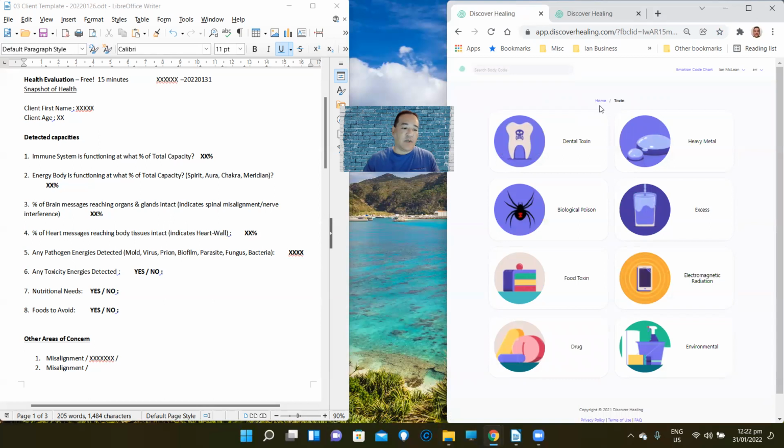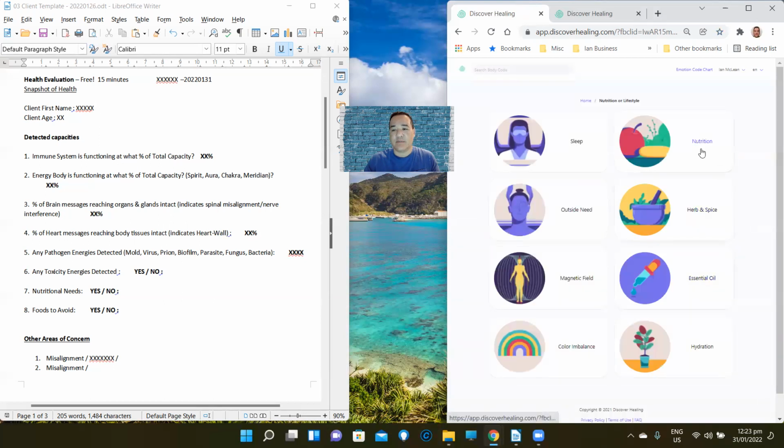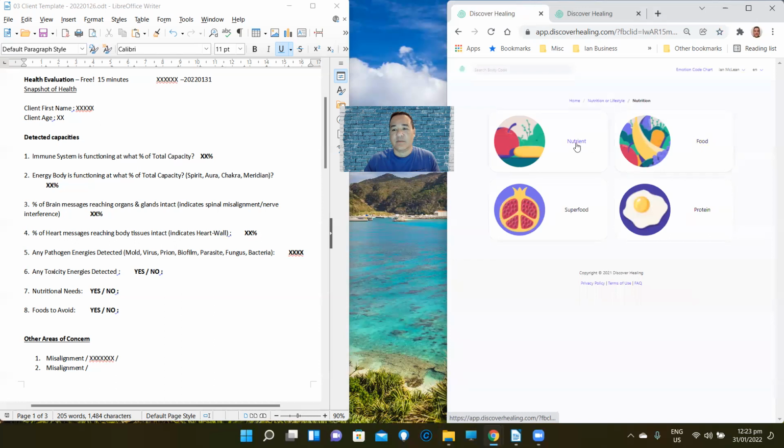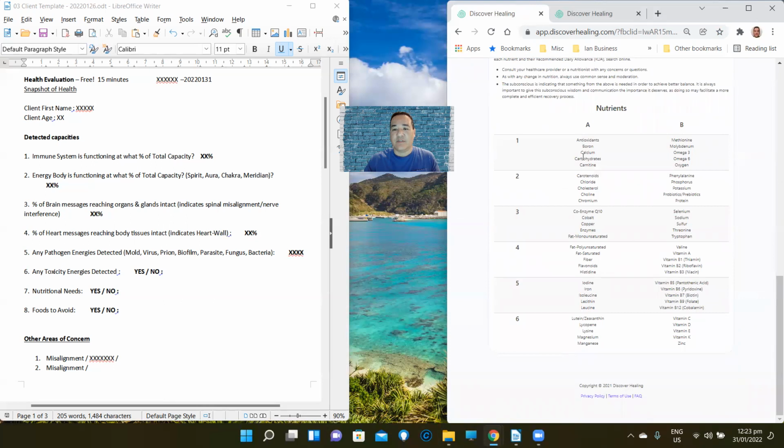The seventh one is nutritional needs. Again, there's a section here, nutrition, with a table of different nutrients and vitamins. I'll muscle test if there's a nutritional need, and if I get a yes, I'll muscle test to see which ones you're deficient in. You'll get that in the snapshot of your health. And then there's foods to avoid.